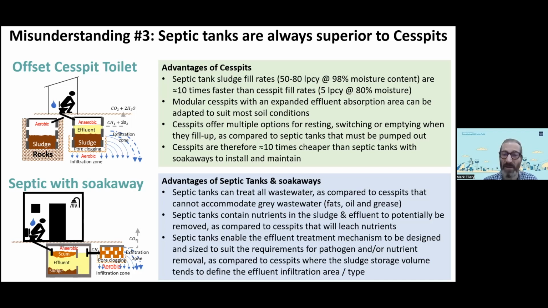But they can't accommodate fats and grease. They also don't offer an option for addressing nitrogen, if you want to introduce some nitrogen removal system in between your septic and your soakaway. And so there are occasions when cesspits are superior to septic tanks.